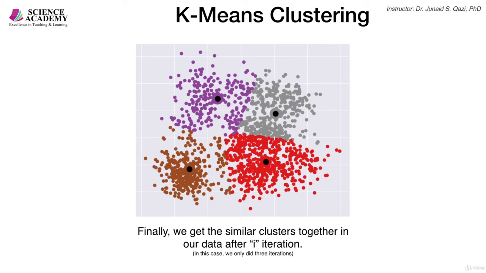So in this case, we had k equal to 4. Do you think k equal to 4 is the optimum value? Do you think there could be more clusters than 4? Did we choose the right value for k? These are the questions that we need to answer.